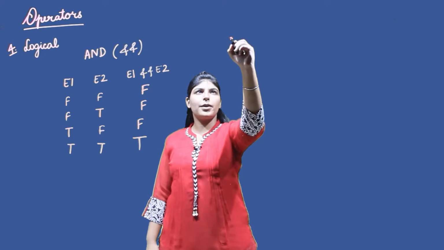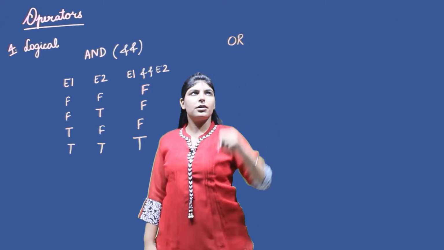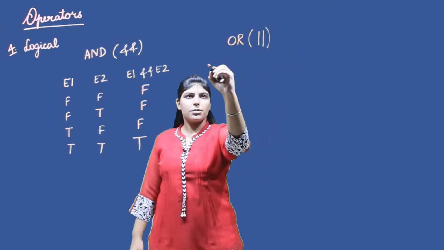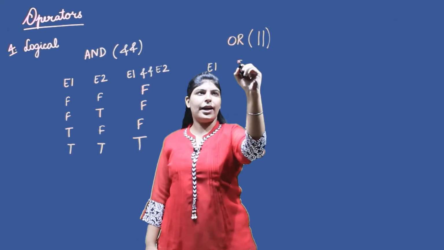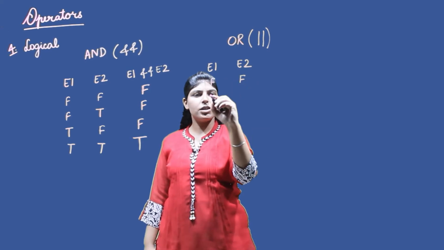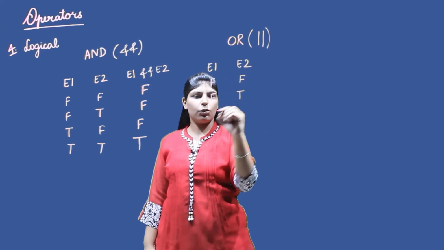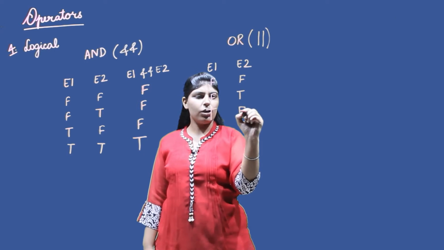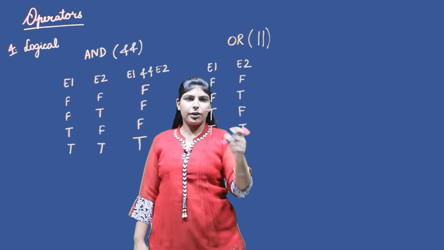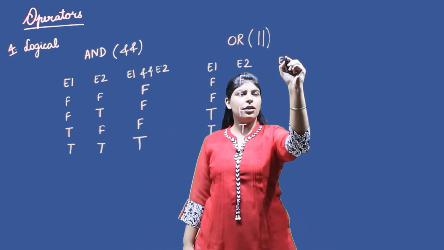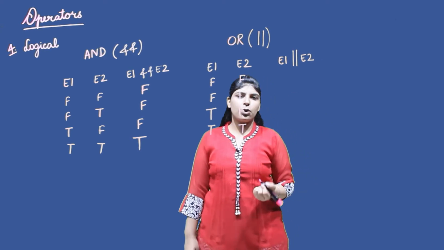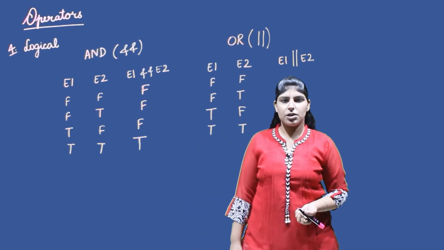Next logical operator we have is OR operator. The symbol for OR is double pipe sign. So we have two expressions E1 and E2. The values could be both expressions false, first false, second true, first true, second false, and both true. Now if I apply OR operator to these expressions, so E1 or E2, the output will be true if at least one of the expressions is true.